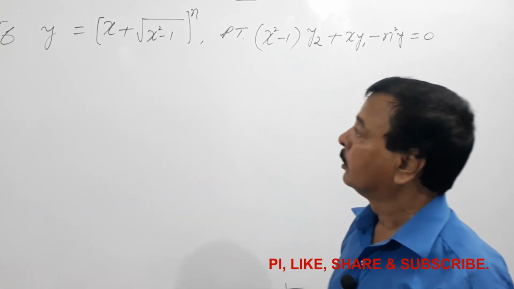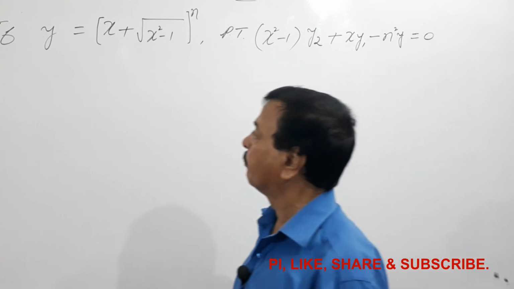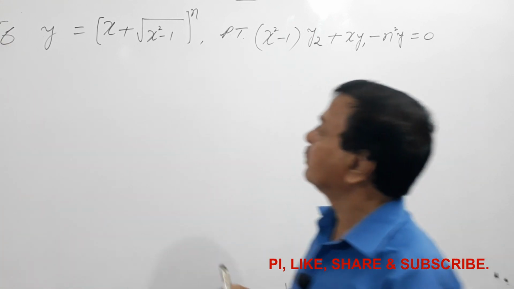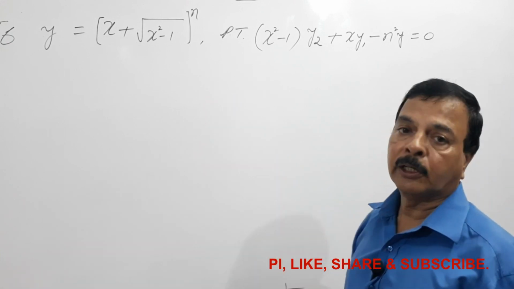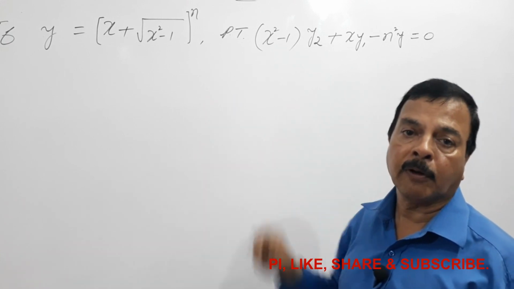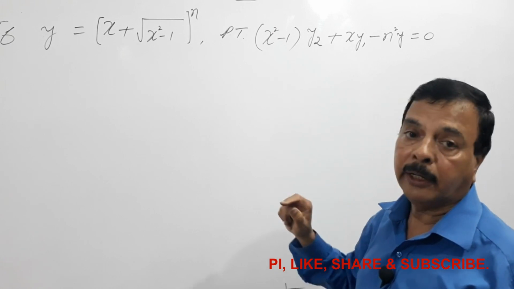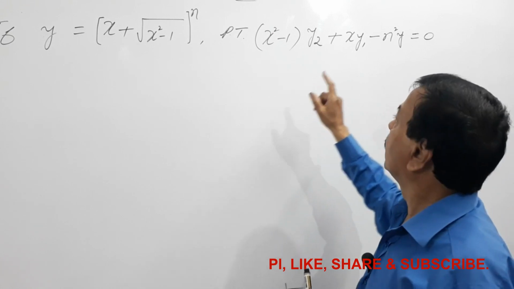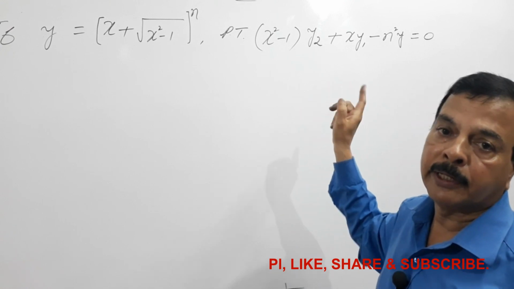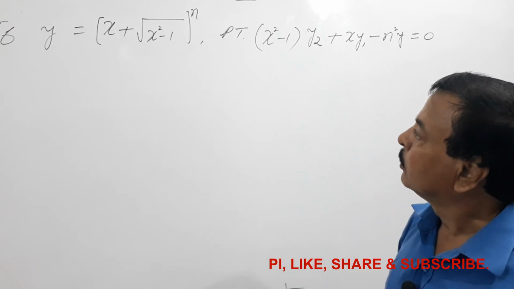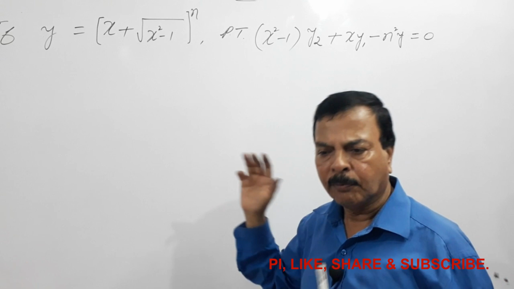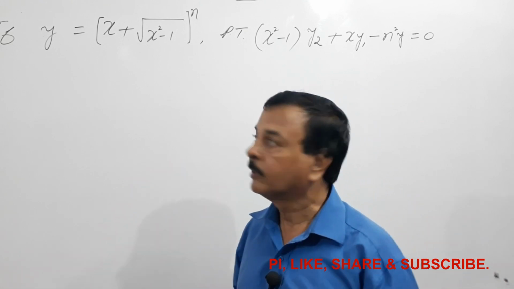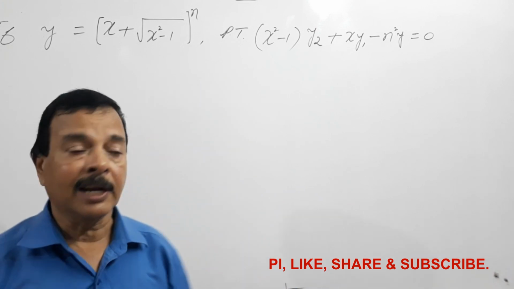Dear students, we have a problem: if y equals (x plus under the root x square minus 1) whole to the power of n, prove that (x square minus 1) y2 plus x y1 minus n square y equals 0. So this is a good problem, simple, tricky, and we can definitely do this. You can do this. So let's start.